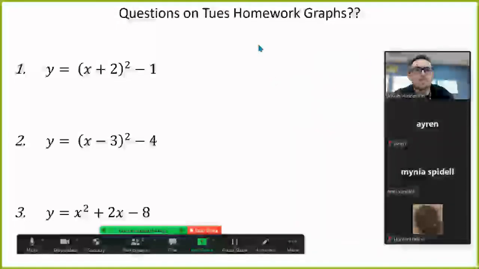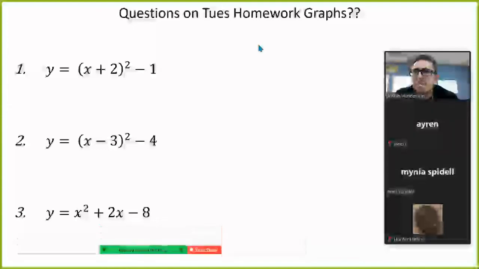Yeah, I didn't understand how to graph it. Yeah, I had trouble on it too. It was really hard. Yeah, I was struggling. Let's look at them now.